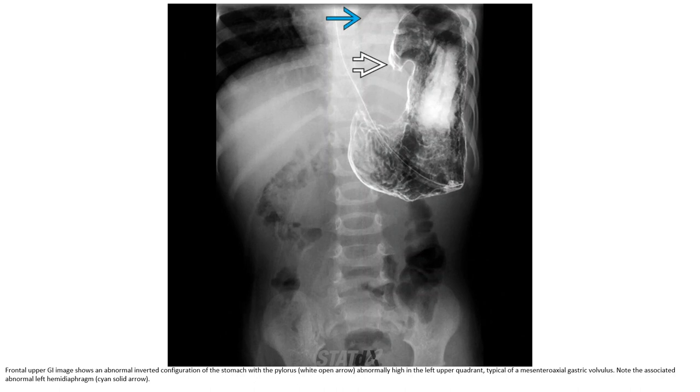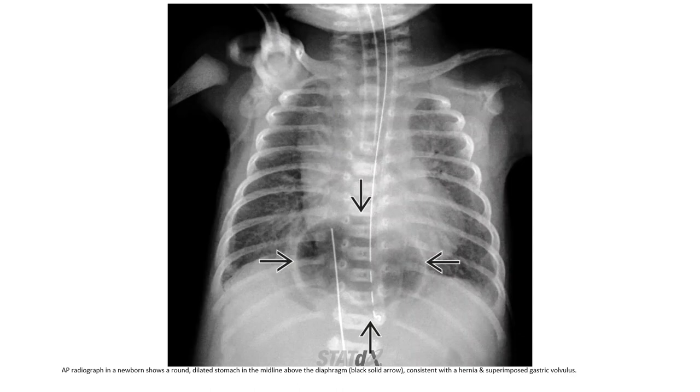Frontal upper GI image shows an abnormal inverted configuration of the stomach with the pylorus abnormally high in the left upper quadrant, typical of a mesenteroaxial gastric volvulus. Note the associated abnormal left hemidiaphragm. AP radiograph in a newborn shows a round, gas-filled stomach in the midline above the diaphragm, consistent with a hernia and superimposed gastric volvulus.